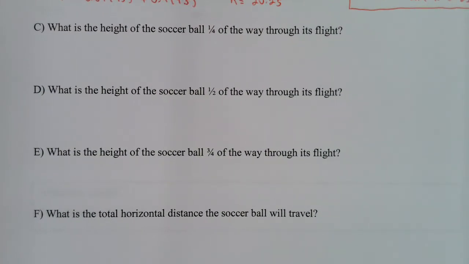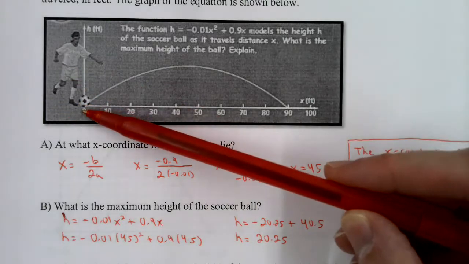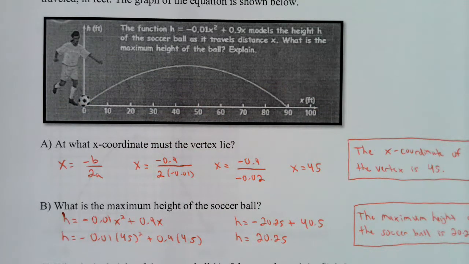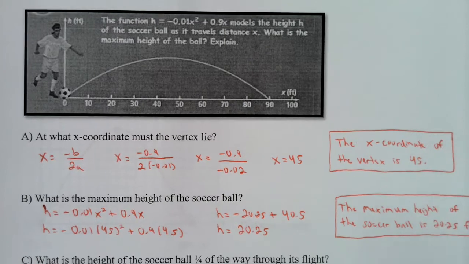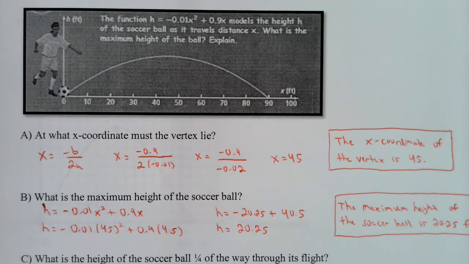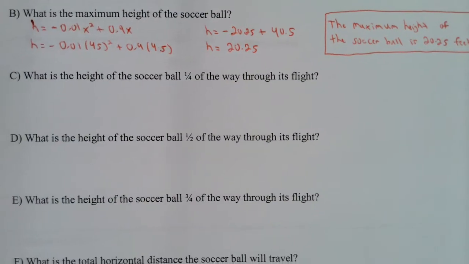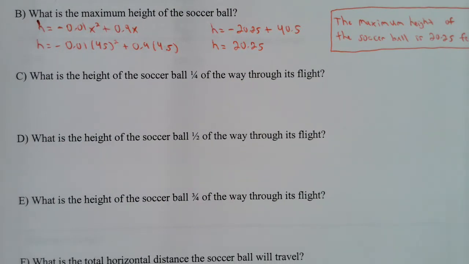Okay, part C. What is the height of the soccer ball a quarter of the way through its flight? So think about it for a second. Since you're starting at the ground, if halfway, the x value is 45, then you want half of a half. So you want half of 45, so you're going to use 22.5 for x. Let me just recopy the equation again.